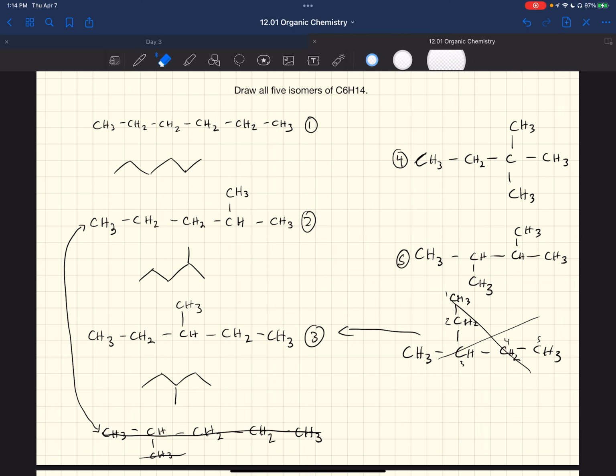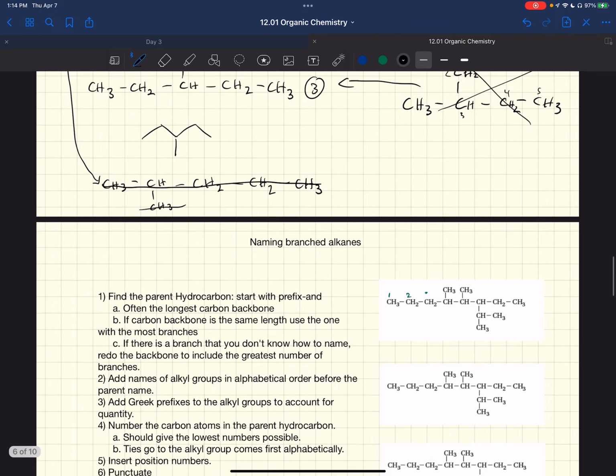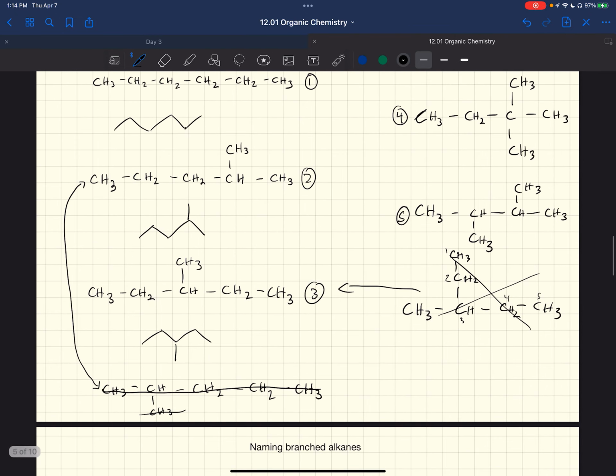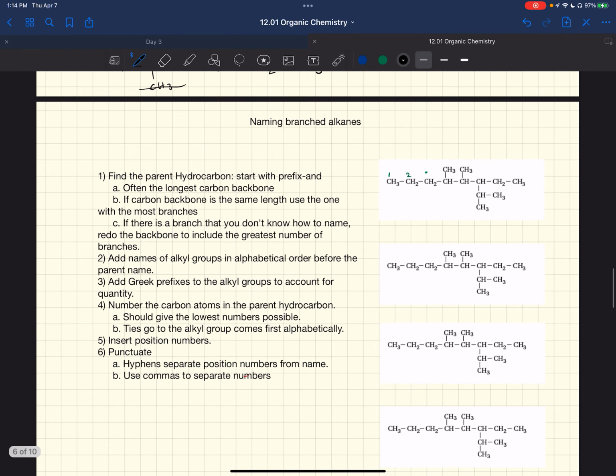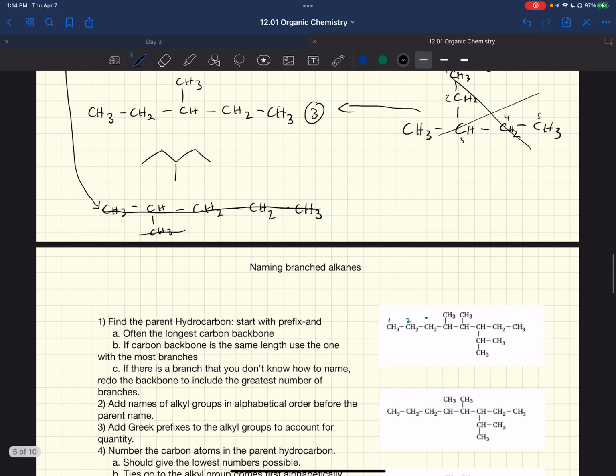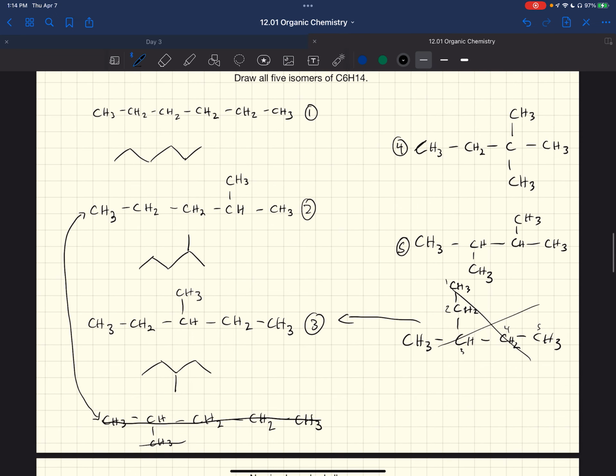I can't go down to a 3-chain for much the same reason. So if I ask you to draw isomers, this is kind of what you've got to do. You just got to exhaust all the options until you get down to a base geometry, or until things stop working.